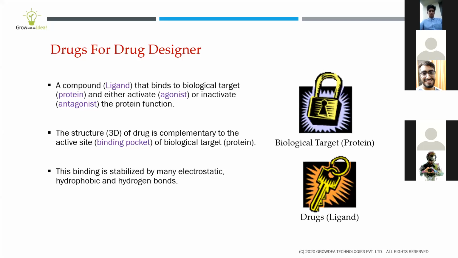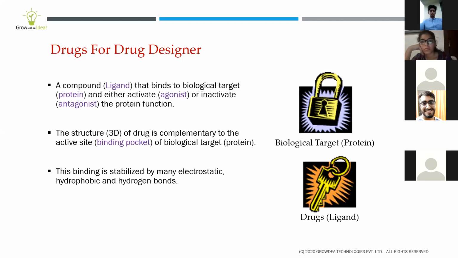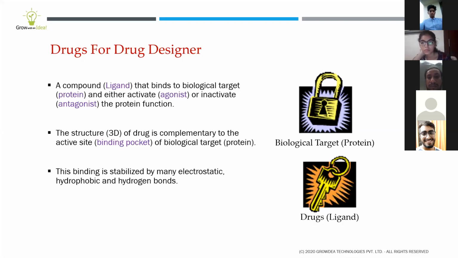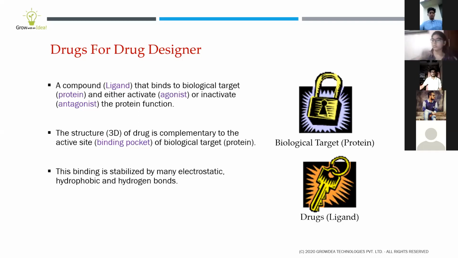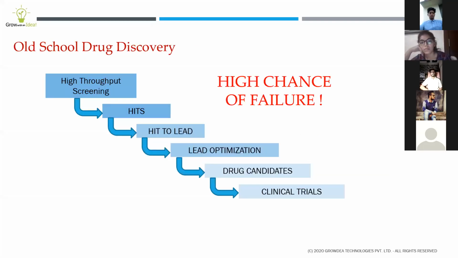And this binding, the protein and ligand binding, is mostly stabilized by many kinds of interaction forces, like electrostatic, hydrophobic, hydrogen bonds, and there are many more. Definitely in the next session workshop, we will take all these forces one by one. We will calculate them, and we will learn how to calculate and which force is much more important and why it is more important. But here you can just understand that these are the key interactions responsible for a drug binding to a protein.